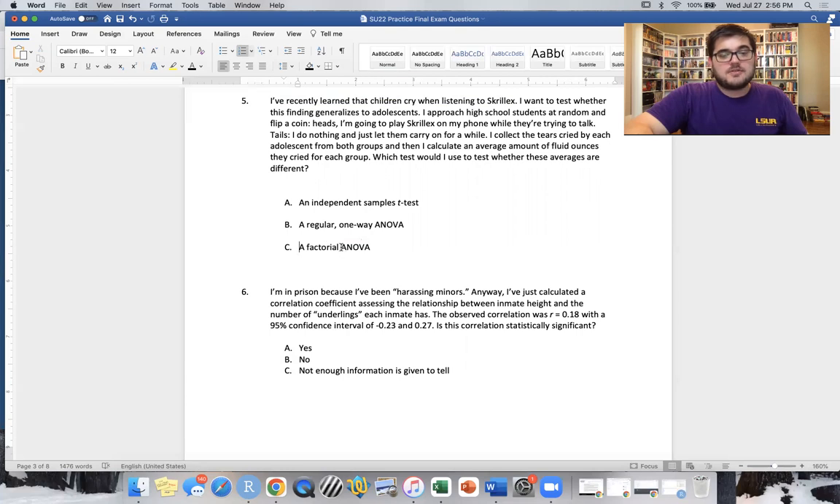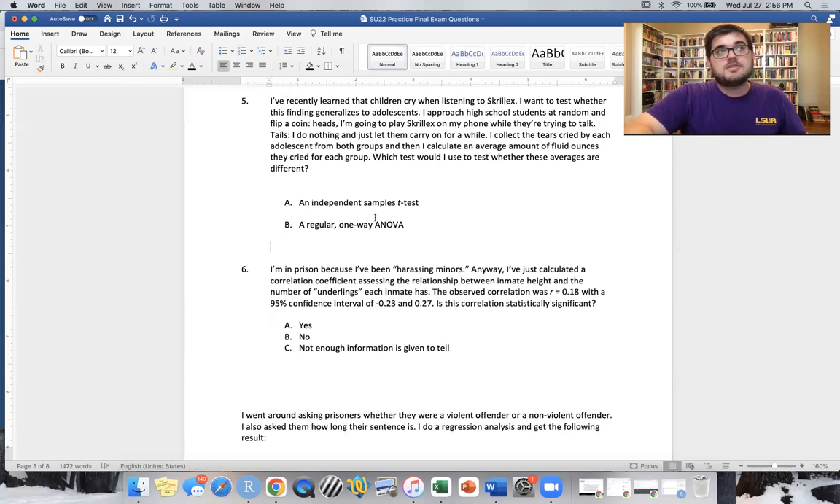There's only one factor, Skrillex or no Skrillex. So you can take that out. Now, if I wanted to do, how does playing Skrillex affect tears, and does the effect of playing Skrillex or not differ between men and women? That would be a multi-factor ANOVA because there's two factors. There's the Skrillex factor and there's the gender factor. But we don't see anything like that in this question. So it just comes down to t-test versus ANOVA. A t-test is for 2 sample means, ANOVA is for more than 2 sample means. We just have Skrillex and no Skrillex, so it'd be a t-test, an independent samples t-test.